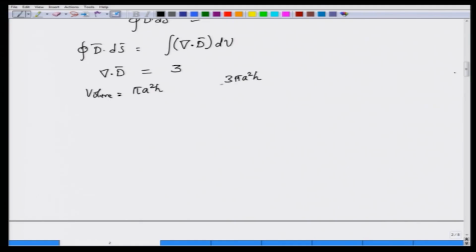The right hand side of this quantity is actually given by 3πa²h. This is a rather simple way of finding this integral of D dot dS instead of using surface integrals. It is very simple because the divergence is constant and can be taken out of the volume integral, and it gives you the same result as you would have obtained from the left hand side. In fact, this relation is called Gauss's divergence theorem. Gauss's divergence theorem is important because it allows you to replace the closed surface integral of D by a volume integral over the divergence of D inside the entire volume.